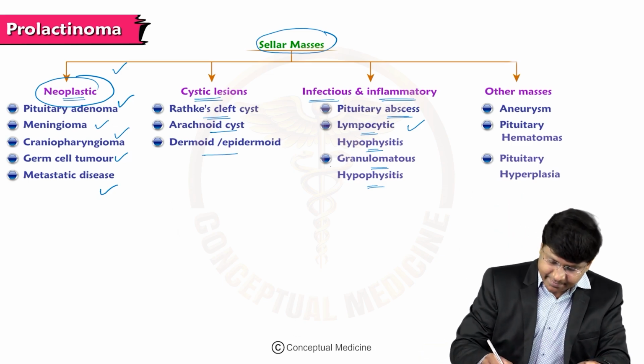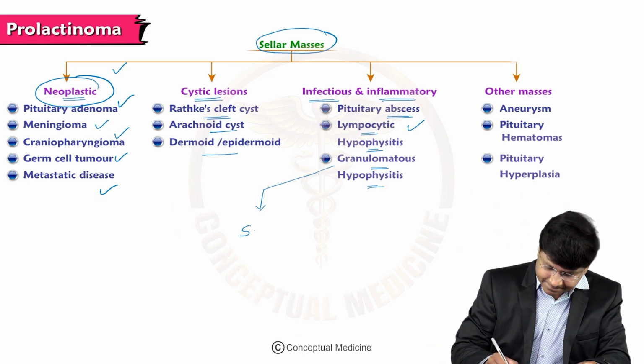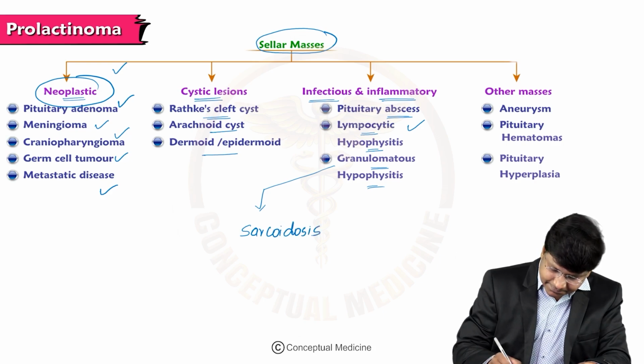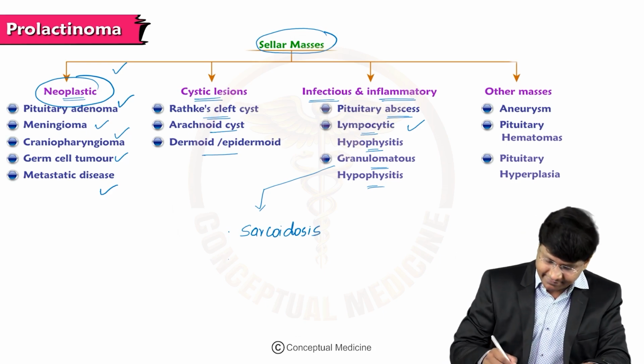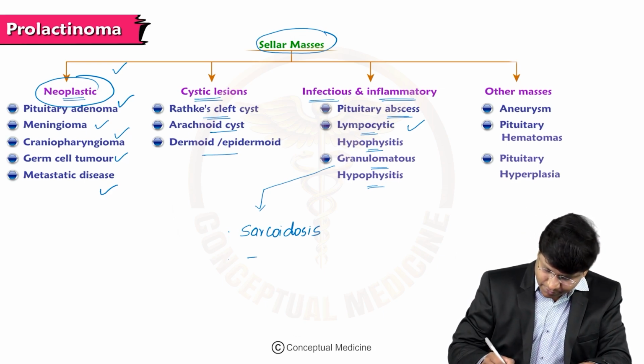And this granulomatous hypophysitis, you can have in sarcoidosis, right? You can have this in tuberculosis. You can have this in syphilis.